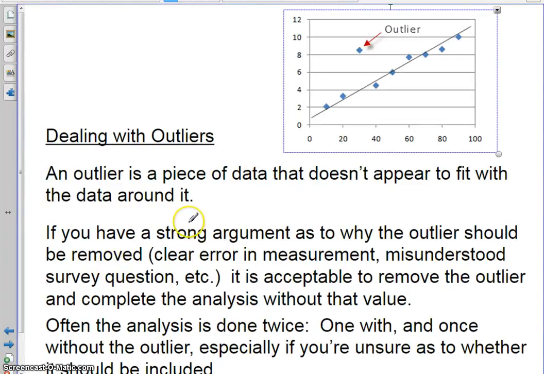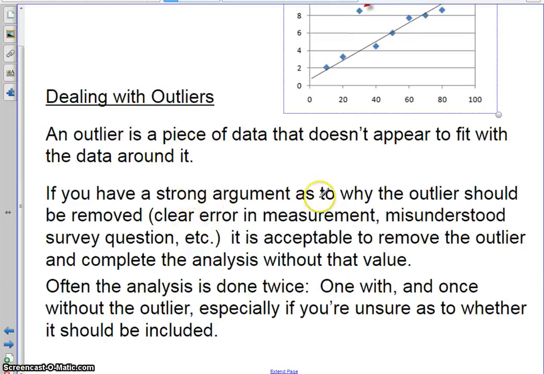The last thing I'll talk about here is when you have outliers, when you have these pieces of the data that don't appear to fit, how do you deal with them? Can you just ignore them? Can you remove them? Or do you have to include them? Again, it depends on the situation. If you know how the data was collected, you need to see if you have a strong argument as to why the outlier should be removed.